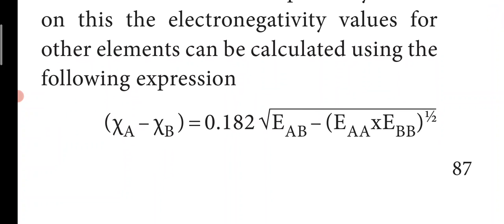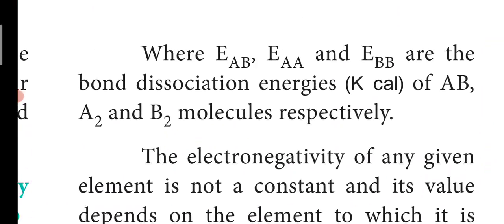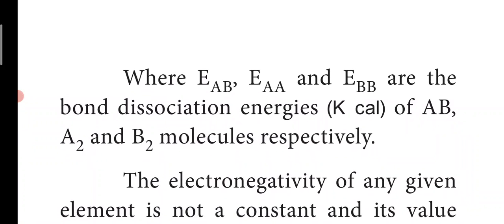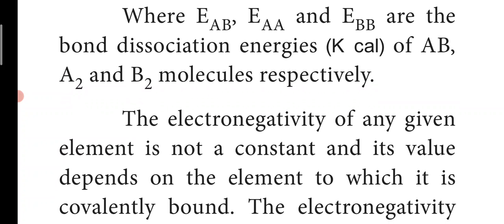So you can use this formula to calculate the electronegativity, which is the standard formula. Chi A minus chi B is equal to 0.182 times the square root of E_AB minus (E_AA into E_BB) to the power of half. So what are E_AA, E_BB and E_AB? They are the bond dissociation energies, expressed in kilocalories, of the A2 molecule, the B2 molecule and the AB molecule, which are given already. It will be given there in your question already.